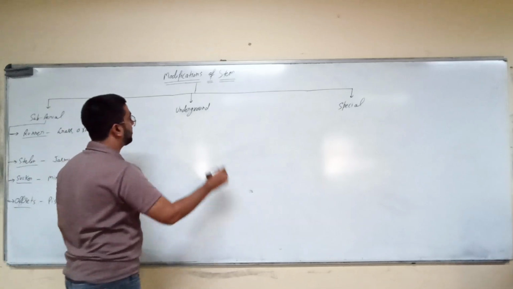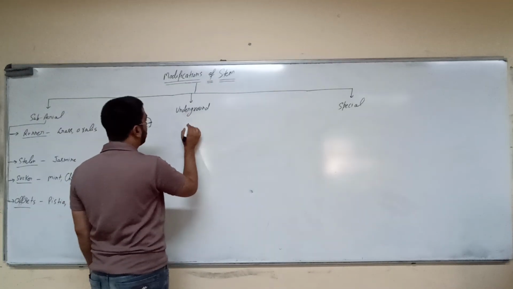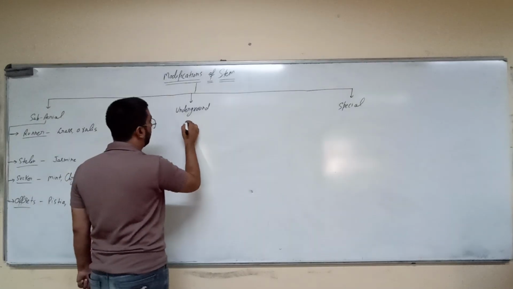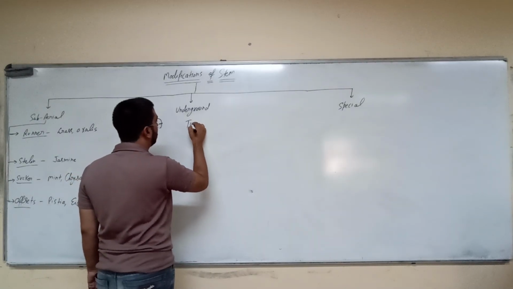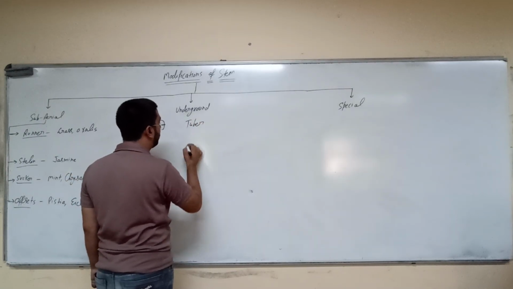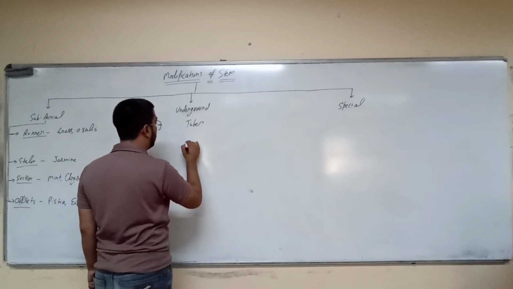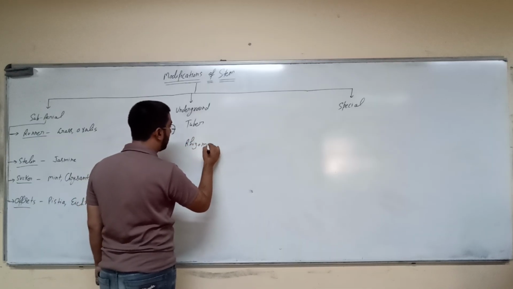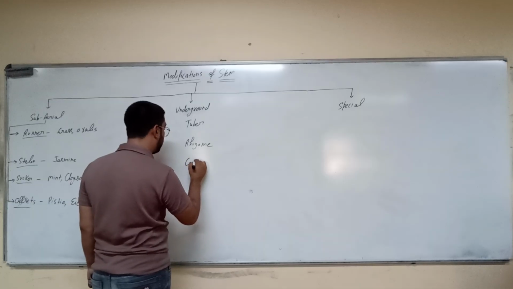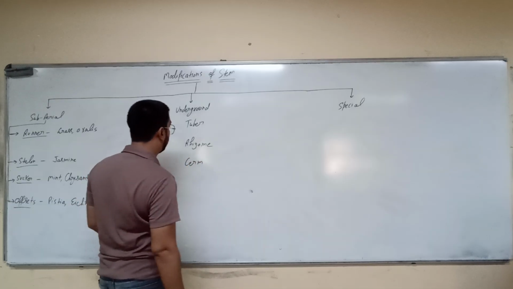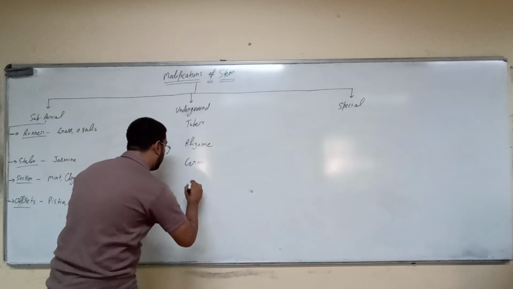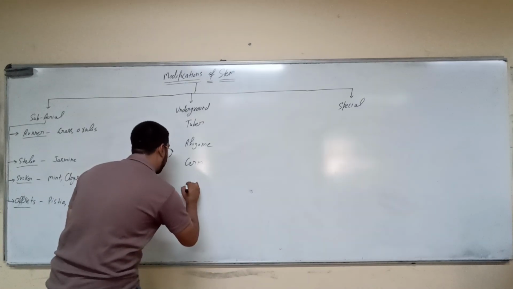Next, underground types of modification. In underground modification, first we have tuber, second is rhizome, third is corm, and bulb.